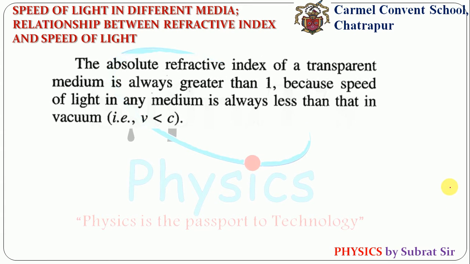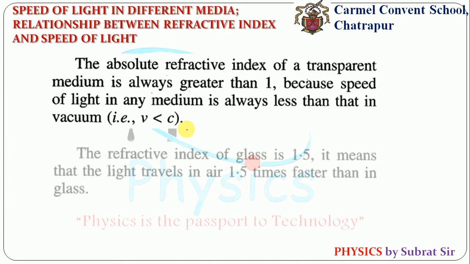The absolute refractive index of a transparent medium is always greater than 1, because the speed of light in any medium is always less than that in vacuum. You know that c is maximum, since light travels at its greatest speed in vacuum and air only. So that means c is always greater than v.